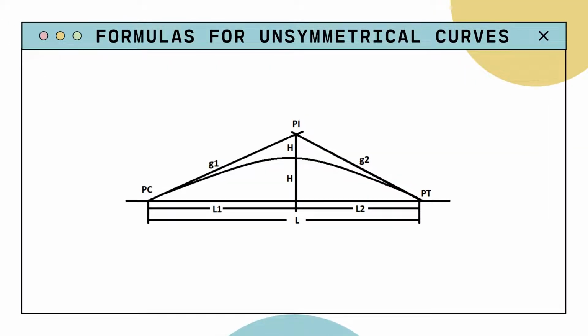We now proceed to another type of curve named unsymmetrical curve. So the thing that makes an unsymmetrical curve different from a symmetrical curve is that the length from point PC to point PI is not equal to the length from point PT to point PI. Unlike a symmetrical curve, where both of these lengths are equal. As you can see in the figure below, we have lengths 1 and 2, which indicate that both measurements are not the same.